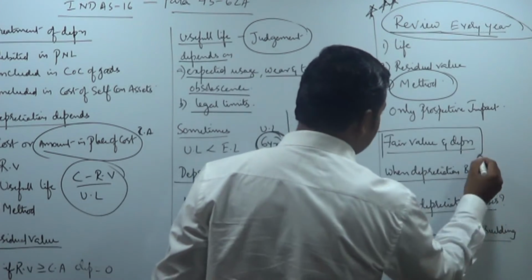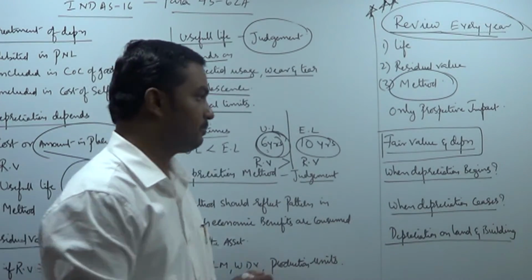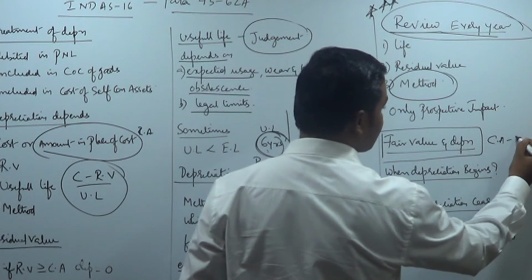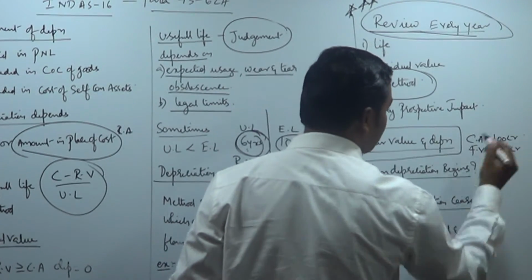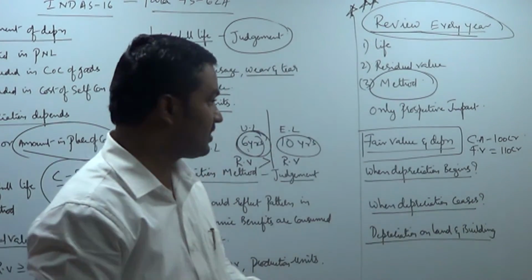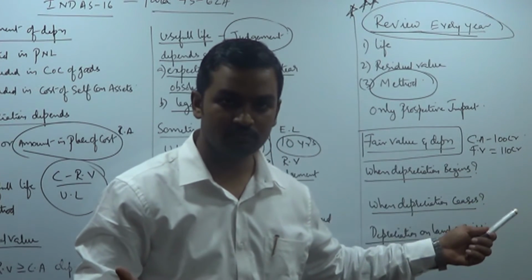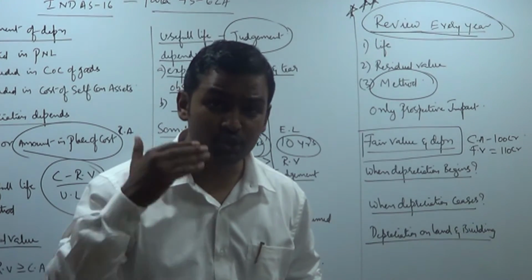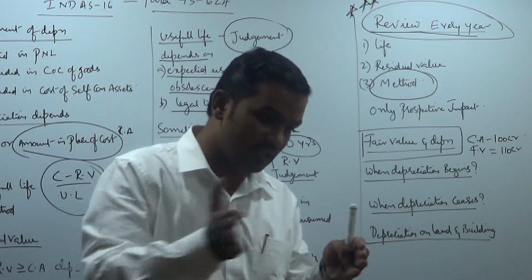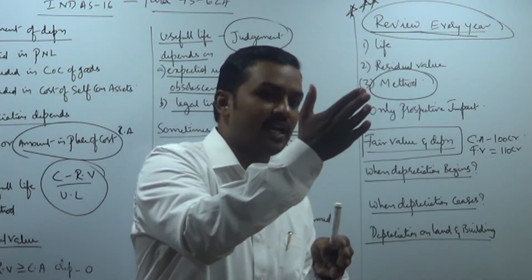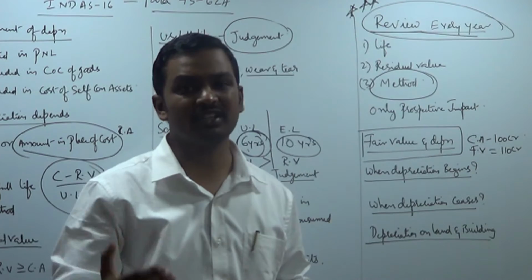Next, we come to the relationship between fair value and depreciation. Let us take an example. Suppose the carrying amount of an asset is 100 crore. Fair value of the asset is 110 crore. That means today the WDV of the asset is 100 crore, and as per the market, in its current condition, you can still get 110 crore. Now, does it mean that we should stop depreciating the asset? The answer is no. Just because the fair value of the asset is equal to or more than the carrying amount, the depreciation should not cease. The depreciation should continue. That is what the standard says.